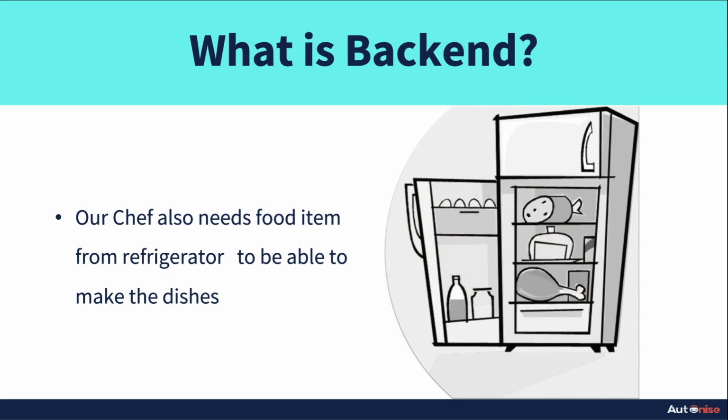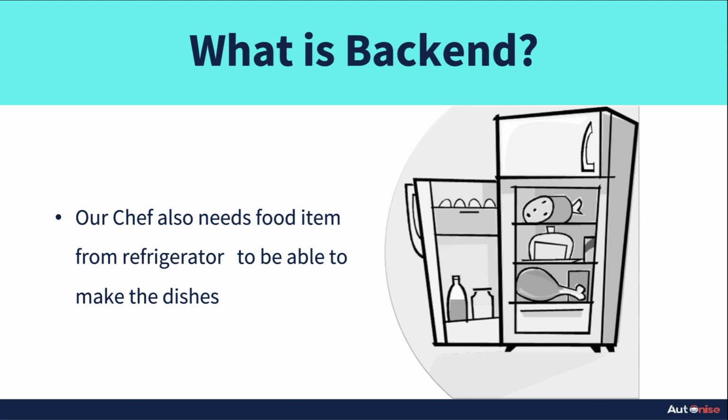And the third thing which we need in our restaurant is a fridge, maybe, where our chef will need all the food items from the refrigerator to be able to make the dishes. Basically, some place to store all the food items which the chef will need in future to make all the food items listed in our menu.